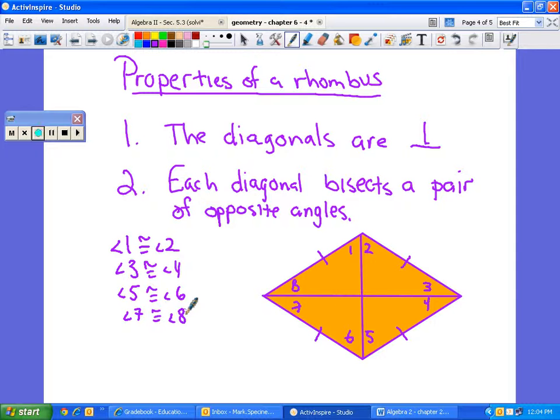So those are two special properties of rhombuses. Rhombuses have ridges. Oh, that's a rhombus. I get it.